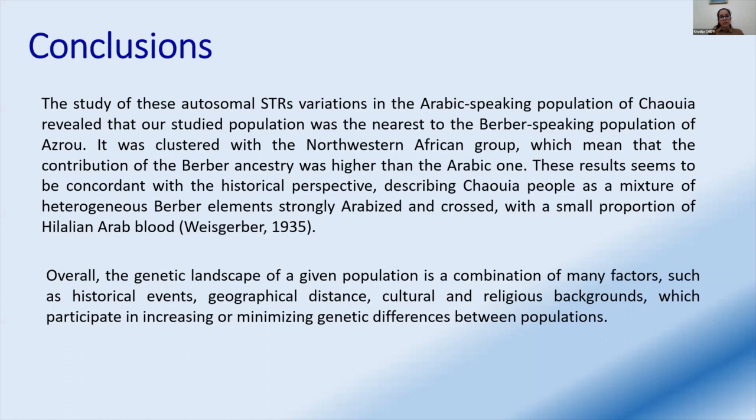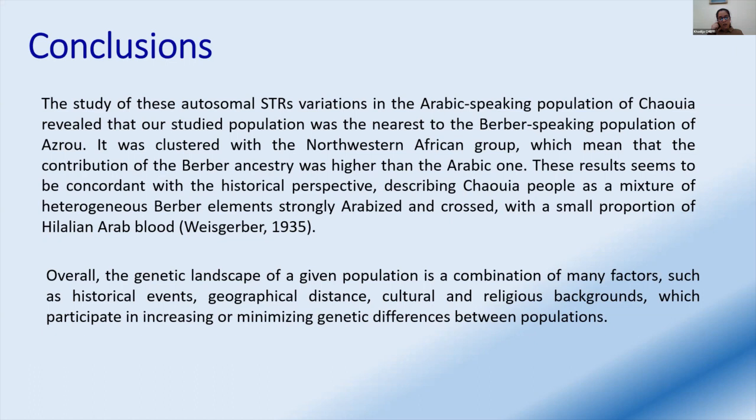To conclude, this study of the autosomal STR variation in the Arabic-speaking population of Sharia revealed that our study population was the nearest to the Berber-speaking population of Azrou and was clustered with the Northwestern African group, which means that the contribution of the Berber ancestry was higher than the Arabic one. These results seem to be in concordance with the historical perspective describing Sharia people as a mixture of heterogeneous Berber elements strongly Arabized and crossed with a small proportion of Iranian Arab blood.